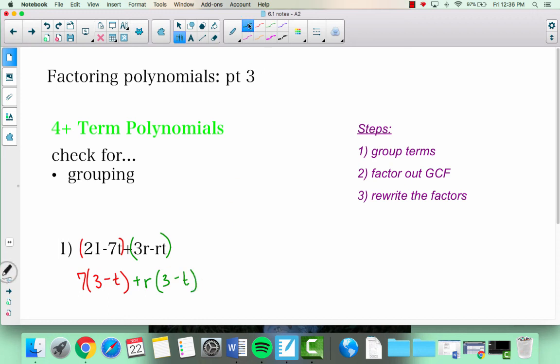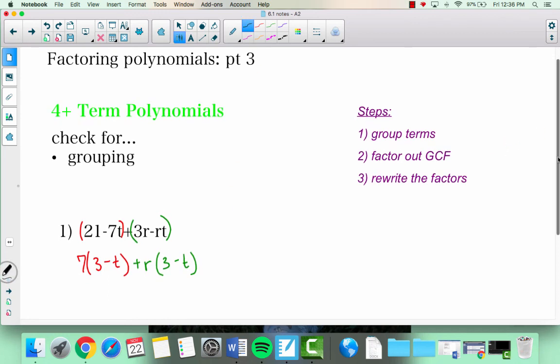Now the unique property of grouping is that what's in parentheses has to match. That's very important. Make sure you write that down. If they don't match, then grouping doesn't work. Okay, so if they match, then that's good. We can use this method, and now we can go ahead and rewrite our factors.